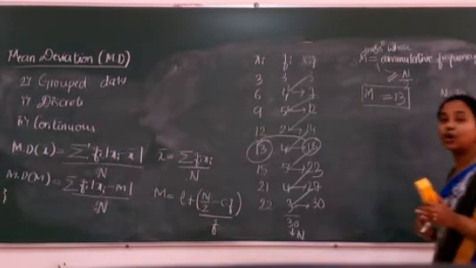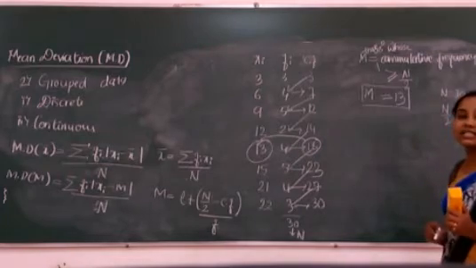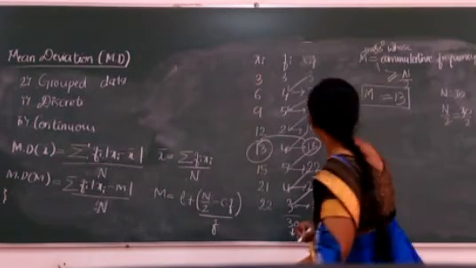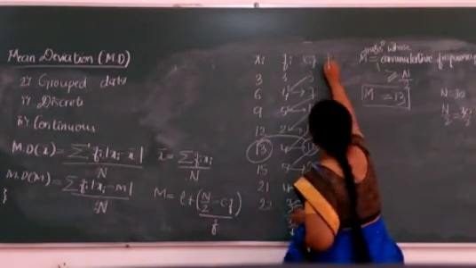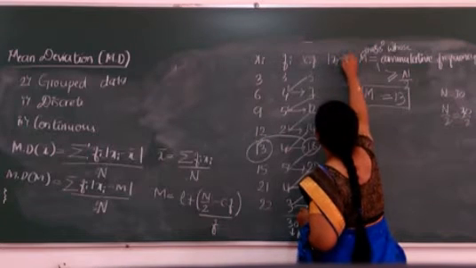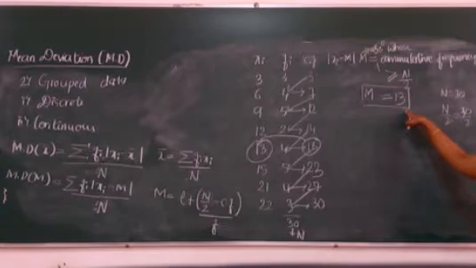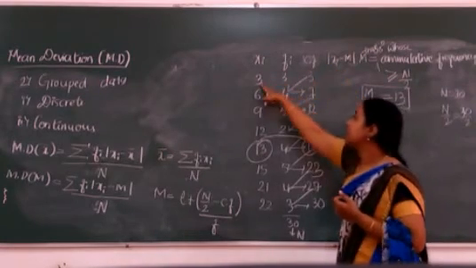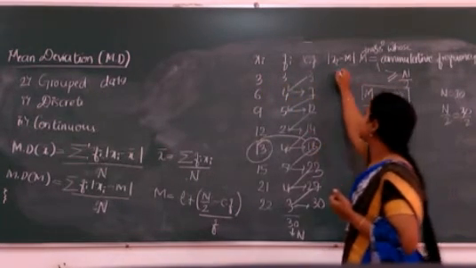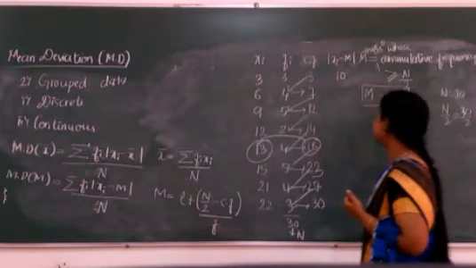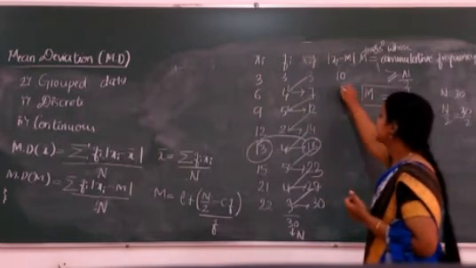Easily we can calculate our next step. So what do you want as your next step? You want modulus of xi minus m. That is, each observation has to be subtracted from this m and its modulus taken. 3 minus 13, it will be 10. Next 6 minus 13, it is 7.